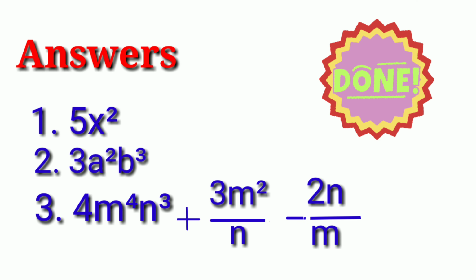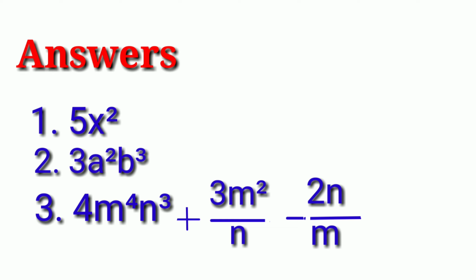Okay, so these are the answers. Number 1, 5x squared. Number 2, 3a squared b cubed. Number 3, 4m to the 4th n cubed plus 3m squared over n minus 2n over m.